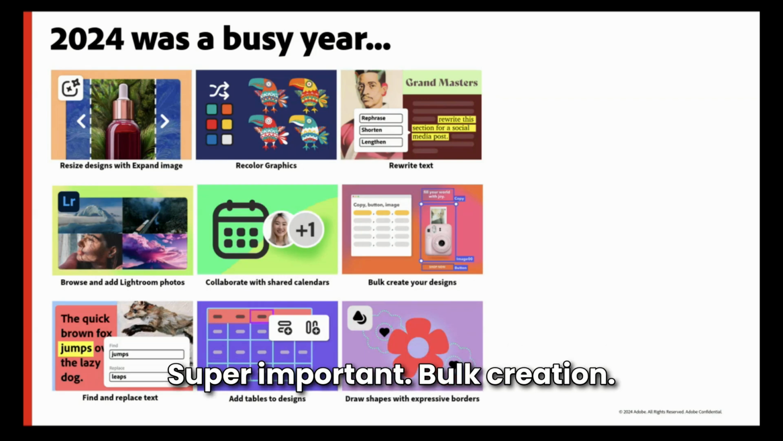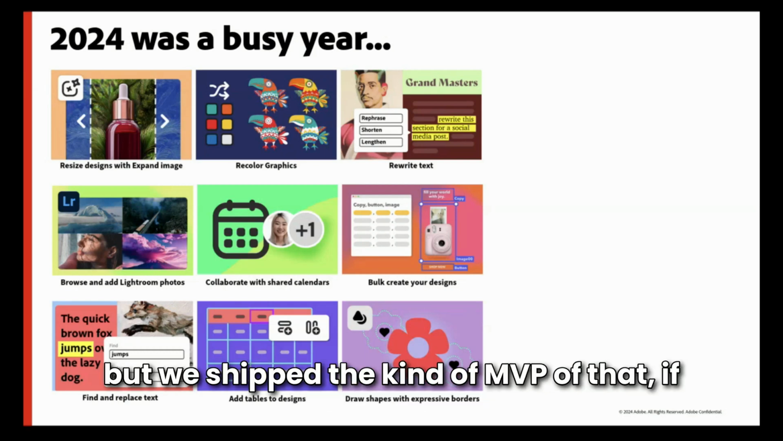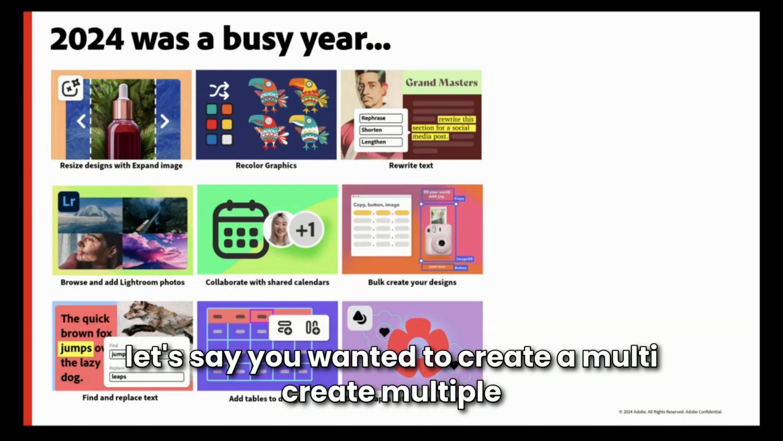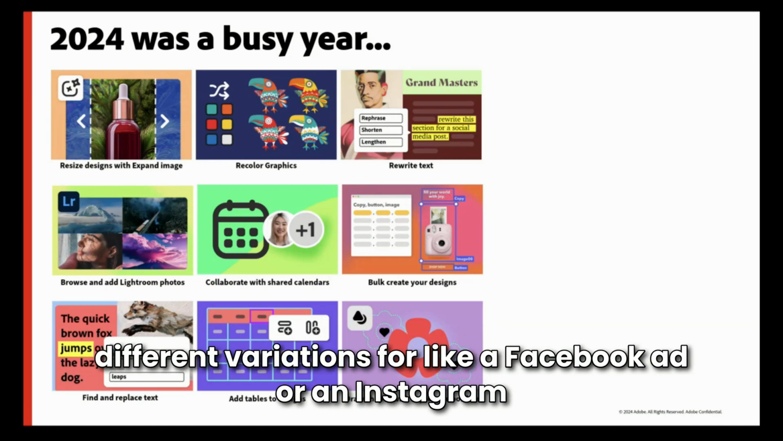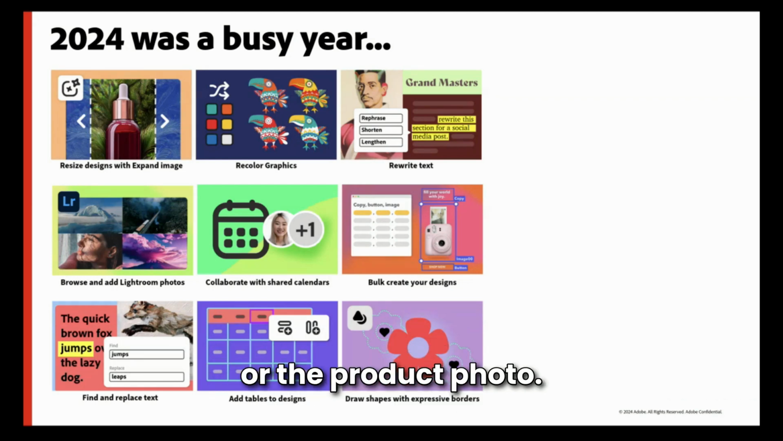Super important. Bulk creation, we've got a lot of plans around bulk creation actually, but we shipped the kind of MVP of that, if you will, allowing you to take a CSV upload, and let's say you wanted to create multiple different variations for like a Facebook ad or an Instagram ad where you wanted to swap out the header image or the product photo.